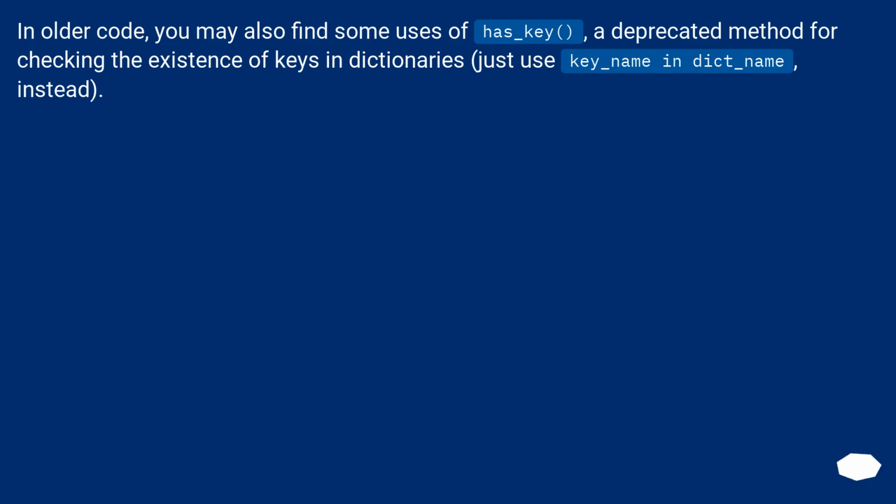In older code, you may also find some uses of has_key, a deprecated method for checking the existence of keys in dictionaries. Just use key_name in dict_name instead.